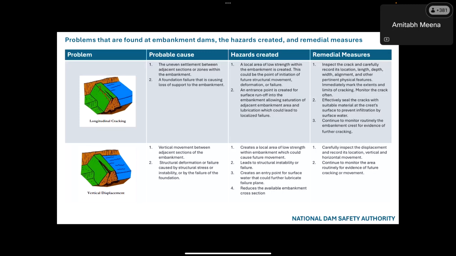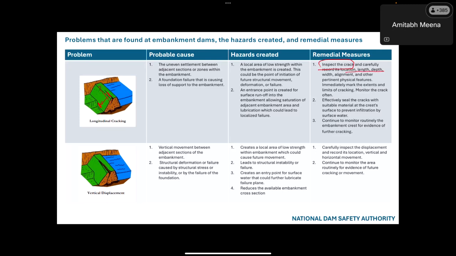Or there may be some foundation issues here, which can weaken this downstream side portion of the embankment, causing these cracks. So the remedial measures are to inspect the crack and carefully record its location. In every situation, wherever there are cracks or excessive seepage, we have to inspect the cracks and measure the seepage. And we have to record the location, length, depth, width, alignment, everything.